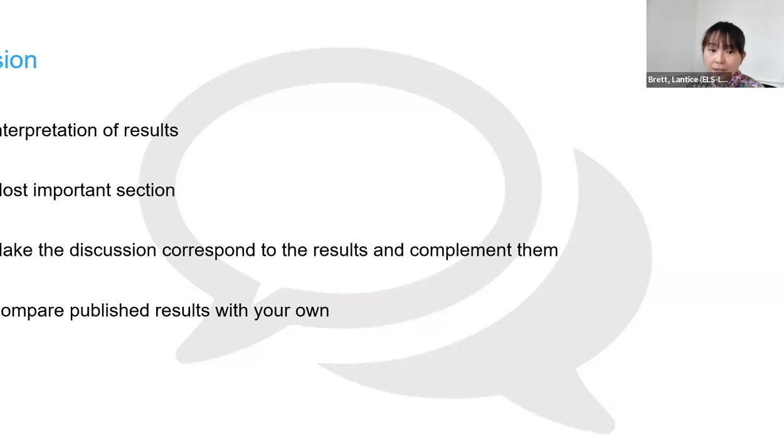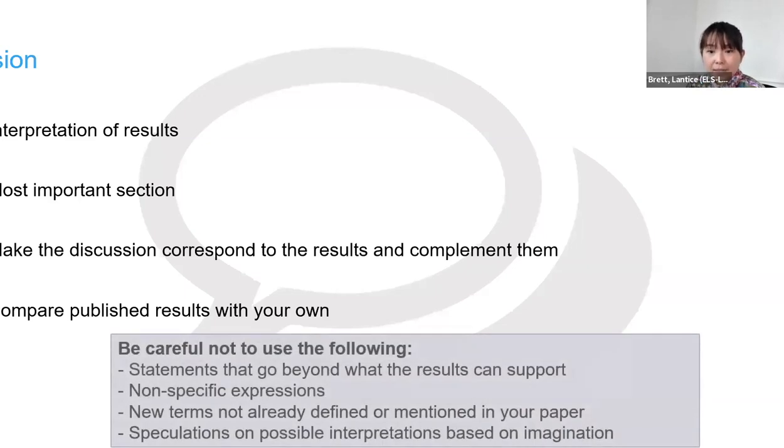And be careful not to use statements that go beyond what the results can support, or non-specific expressions such as higher temperature or at a lower rate. Use quantitative descriptions. Don't use new terms not already defined or mentioned in your paper. And do not use speculations on possible interpretations based on imagination.